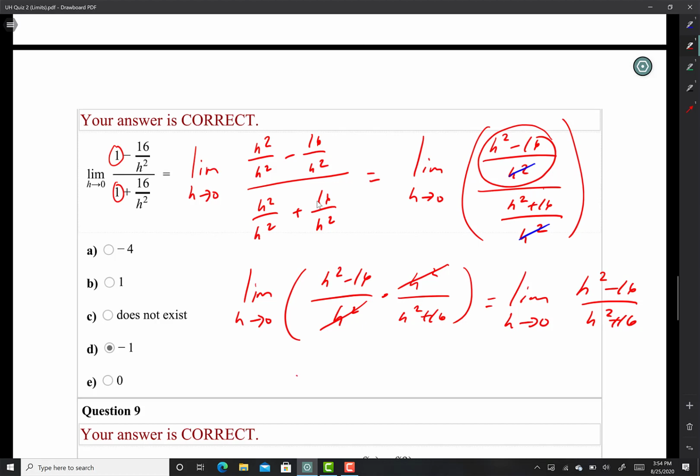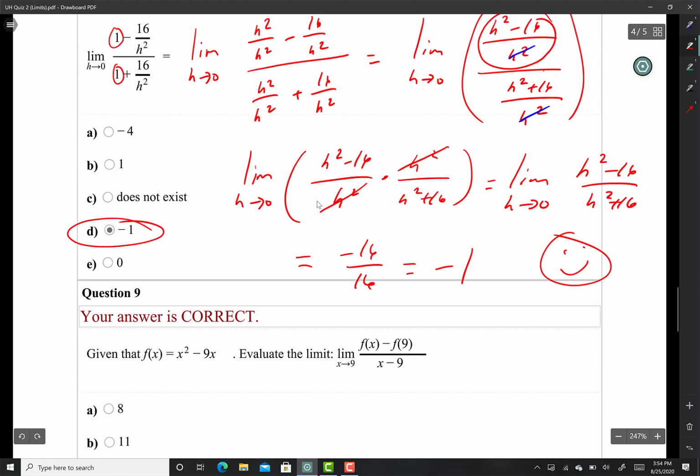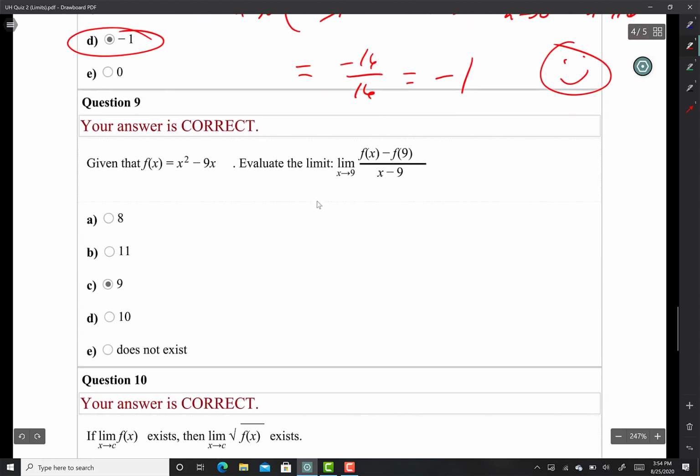Now I can do direct substitution, guys. And if I do direct substitution, I get a negative 16 over a positive 16, because 0 minus 16 is negative 16, and then 0 plus 16 is a positive 16. And then that reduces to negative 1. Yay.